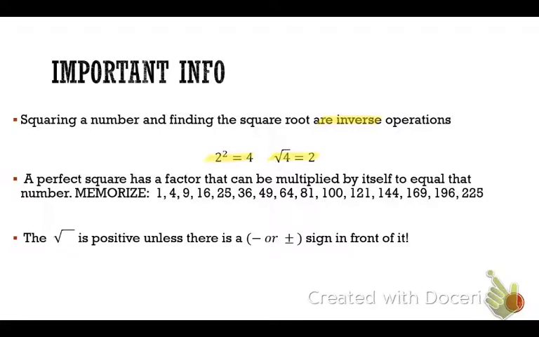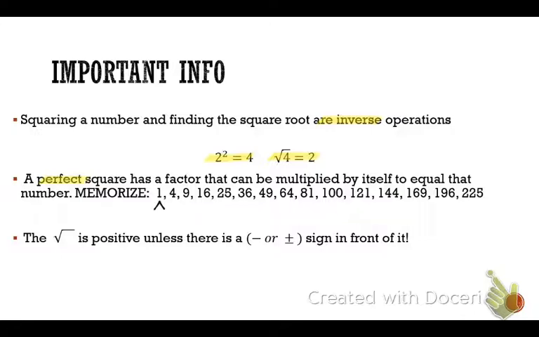Another thing you need to know is something called a perfect square. A perfect square has a factor that can be multiplied by itself to equal that number. And there are several perfect squares that it would be definitely in your best interest to memorize, okay? So these are our perfect squares for our factors 1 through 15, all right? So let's look at our first perfect square, 1.